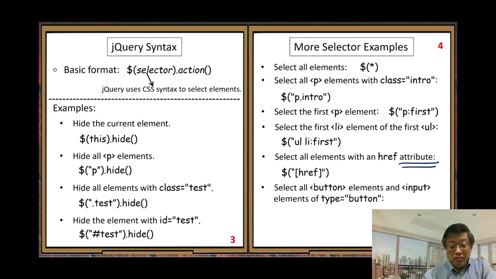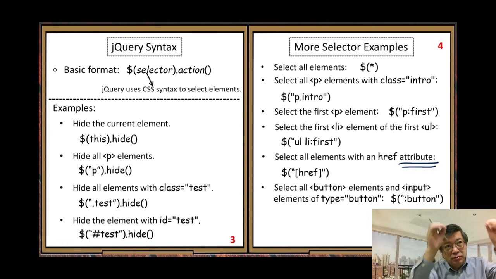Select all button elements. And another possibility, input elements of type button. These two cases we treat the same thing. When you want to select that part, inside the double quotes, colon button.